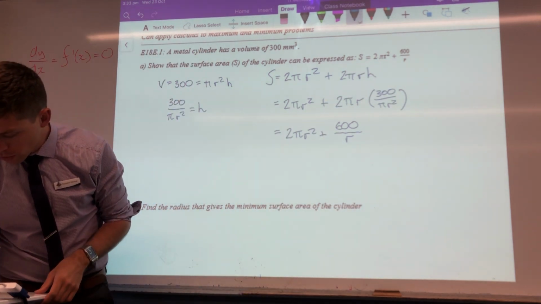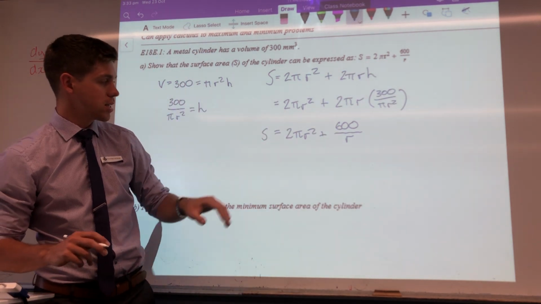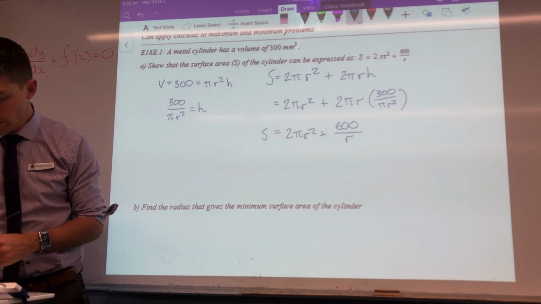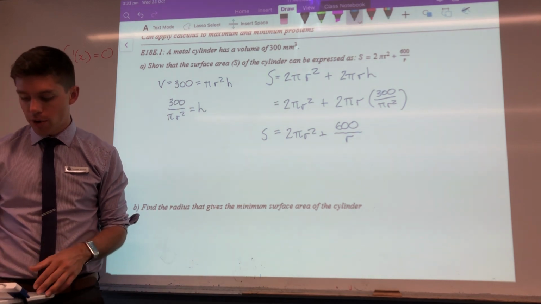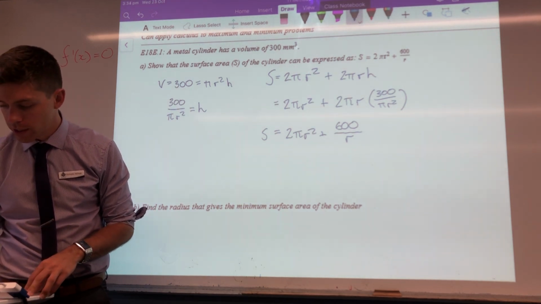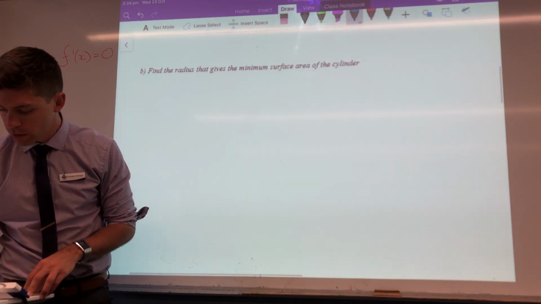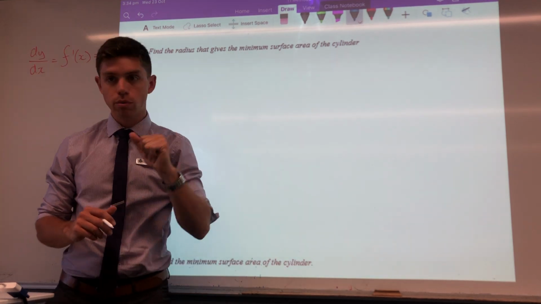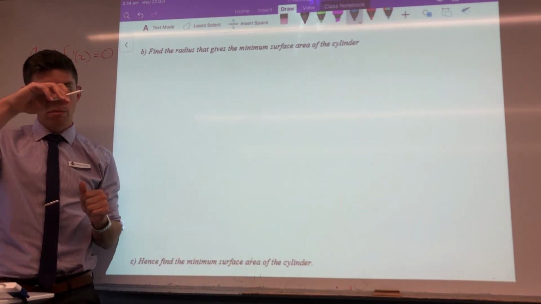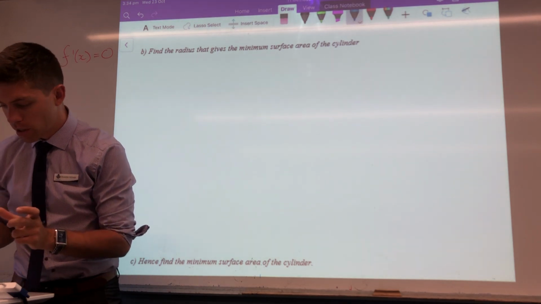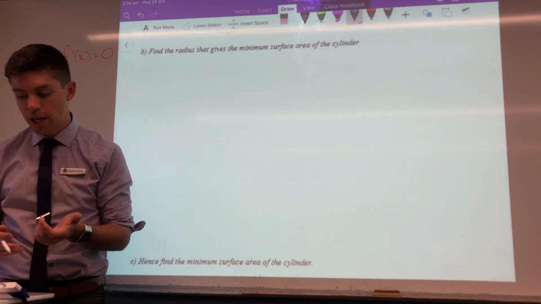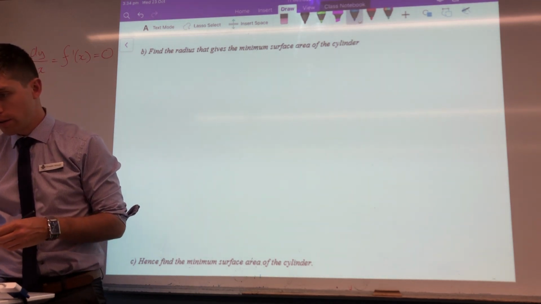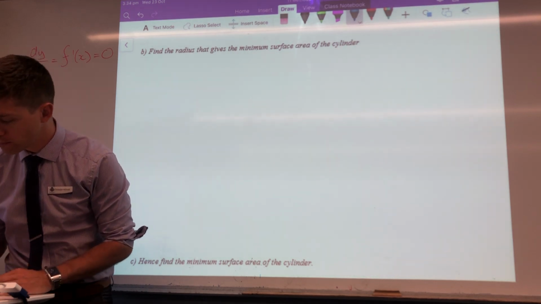Alright, so we've shown that the surface area of this cylinder is this here, with a relationship between surface area and radius. So what we're going to do is use that to find the radius that gives the minimum surface area of the cylinder. So, what does it mean to have a minimum surface area? Well, think about what the graph would look like. Minimum surface area would be a local minimum. And we know that a local minimum is a stationary point, and the gradient function has a value of 0 at the stationary point.